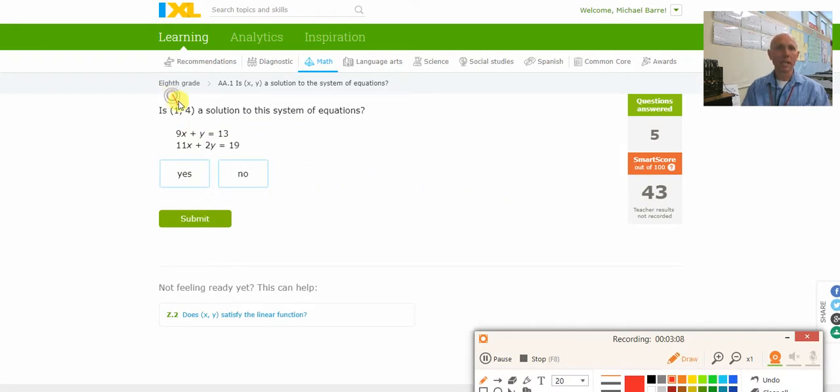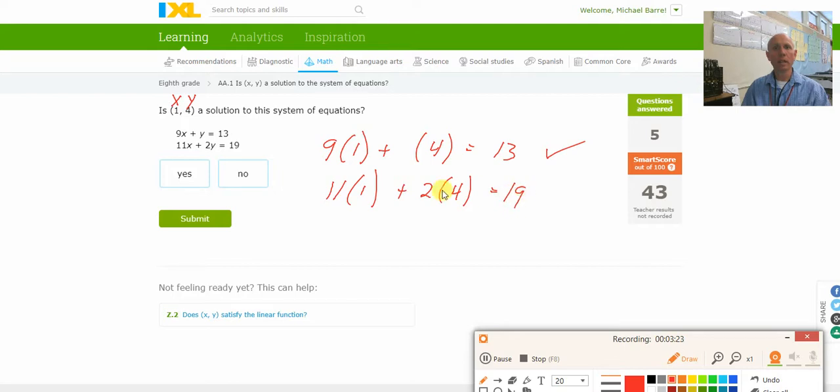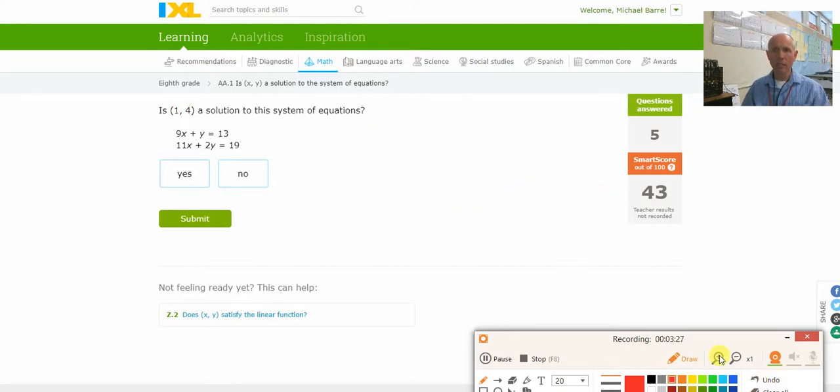Okay, remember, this is x, and this is y. Plugging in 9x. X is 1, plus y, which is 4. Does that equal 13? Yes, it does. 11 times 1 plus 2 times 4 equals 19. Did that work? 11 plus 8 is 19. Yes, it worked in both of them. So it is a solution.